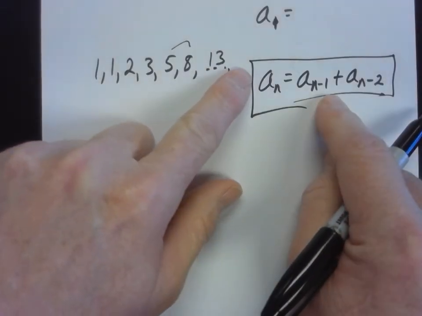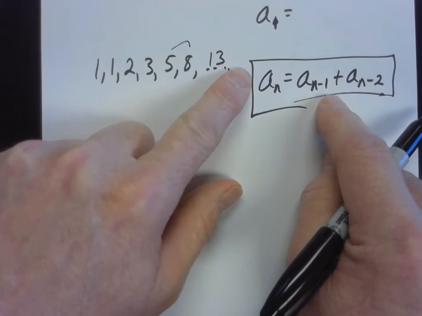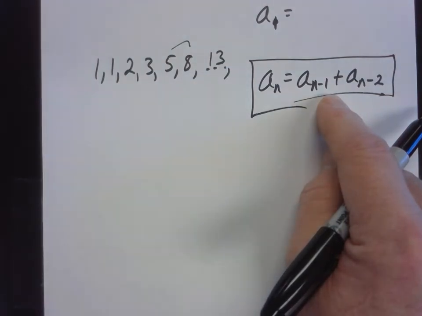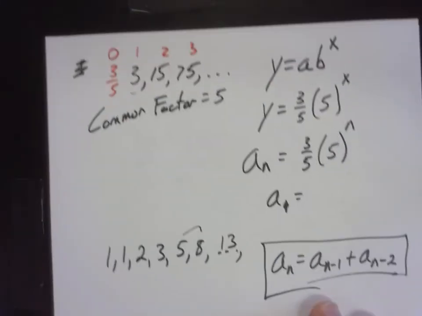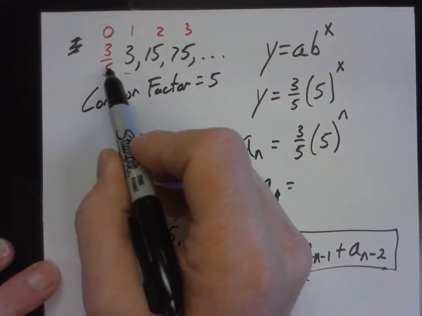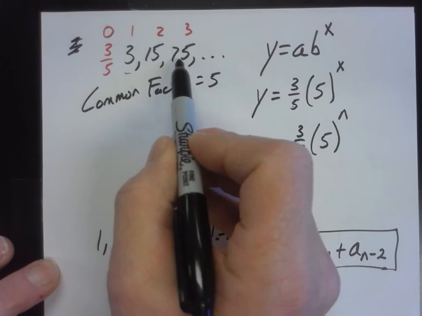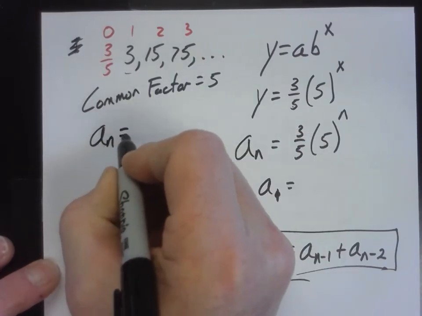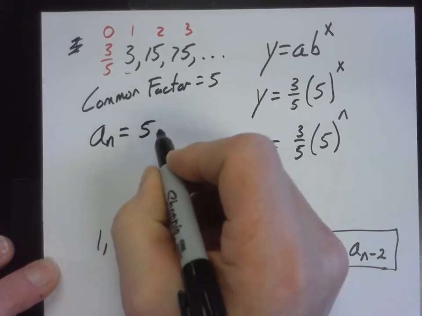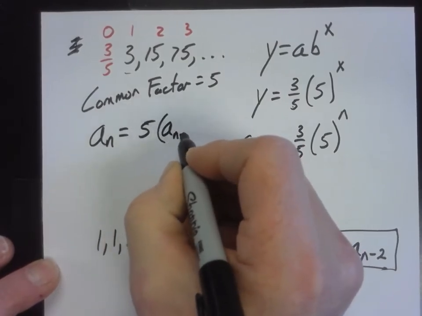Fine. But what if we want the 20th one? What do we have to know first? The 19th and 18th, right? What if I want to know the 100th term? Right, I got to know 98 and 99. Okay? So recursive is good, and you'll notice up here, I think we figured out a recursive formula when we said, oh, we're timesing by 5 each time. See, because a sub n equals 5 times a sub n minus 1.